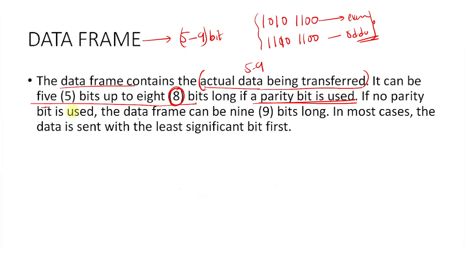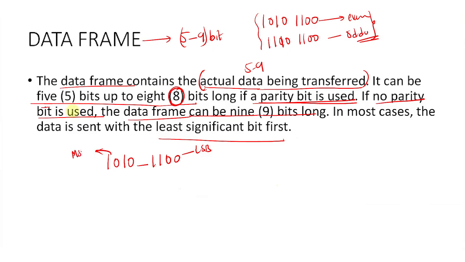Suppose the data frame is 9 bits, then there is no parity bit. Most cases, data is sent with the LSB first. What does LSB first mean? Suppose the data bits are 1010_1100. This end is my LSB, and this one is my MSB, the most significant bit. The LSB will be sent first, then the next bit, and like this it sends one bit at a time. Mostly we prefer that the least significant bit is sent first.